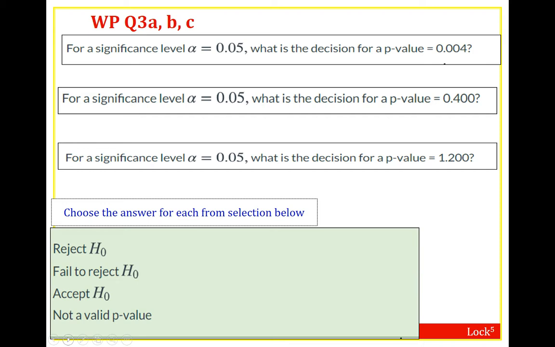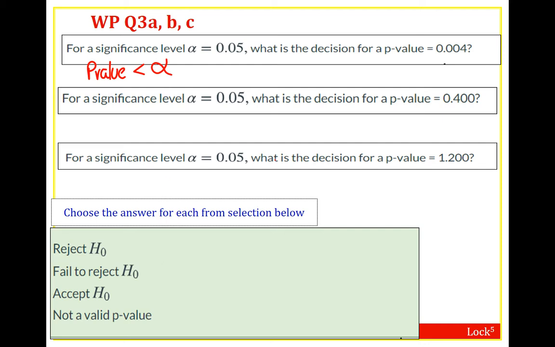For a significance level of alpha at 0.05, which is the standard, what is the decision for a p-value of 0.04? Okay, well, here's what we have to compare. We want to compare our p-value. What we want is our p-value to be less than our alpha. That's what we're really looking for if we are going to accept something.